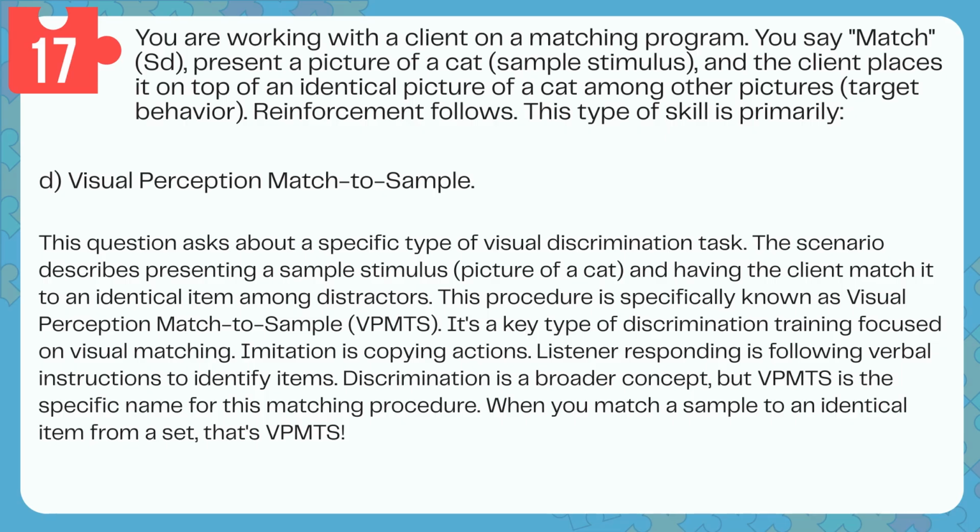Imitation is copying actions. Listener responding is following verbal instructions to identify items. Discrimination is a broader concept, but VPMTS is the specific name for this matching procedure. When you match a sample to an identical item from a set, that's VPMTS.